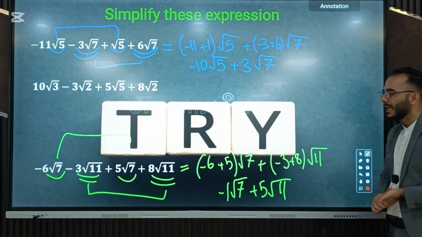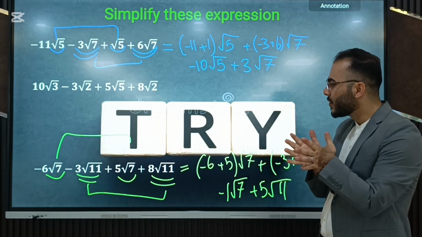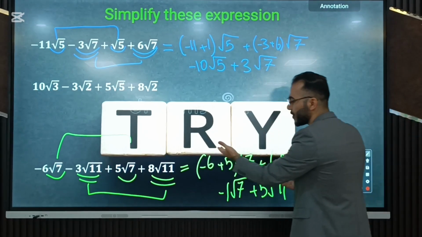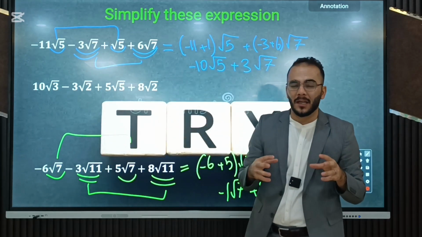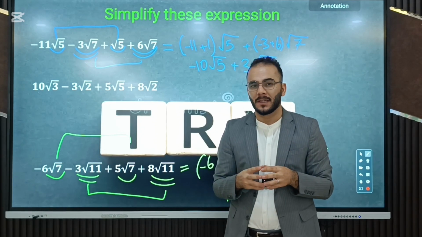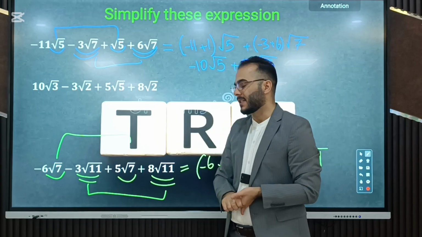That is how we are going to simplify expressions that include different square roots, for example, square root of 11 and square root of 7. So basically, we are going to just subtract or add their coefficients and keep the common square root as it is.